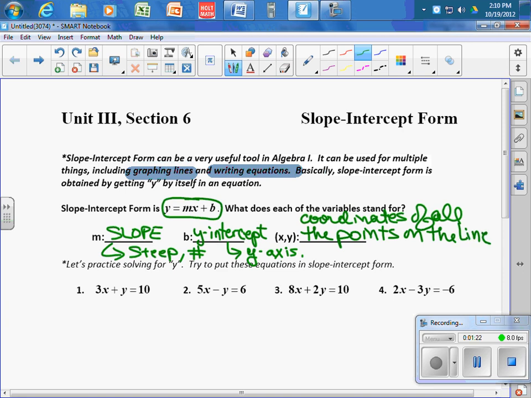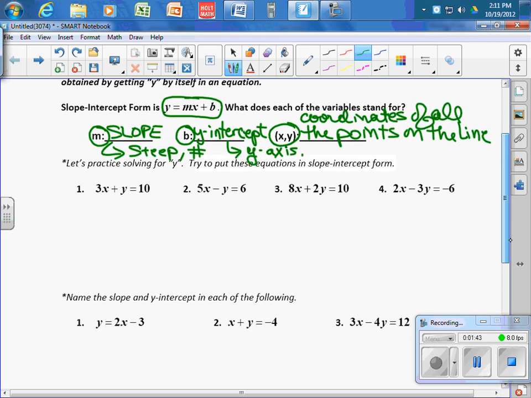Now, there is only one slope. I have a number for it. The function can only cross the y-axis in one place. I'll have a number for it. But there's an infinite number of points on the line, so that's the reason why we can't list all of them. There's an infinite number.